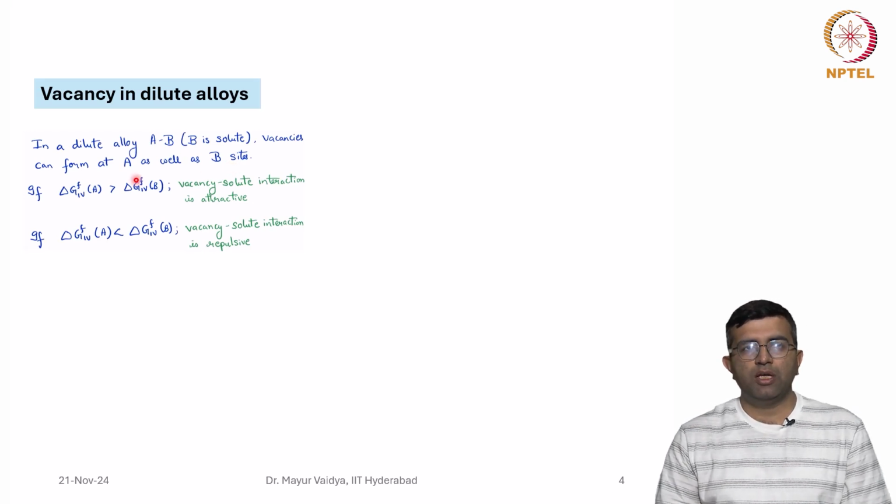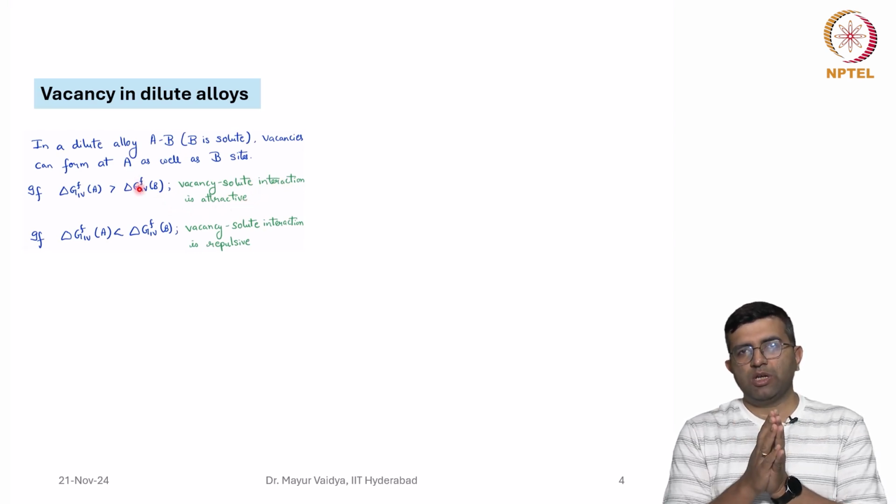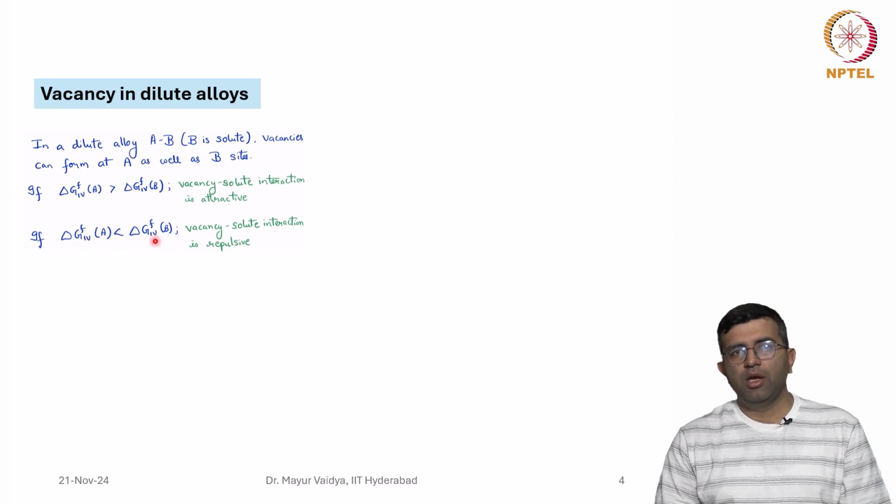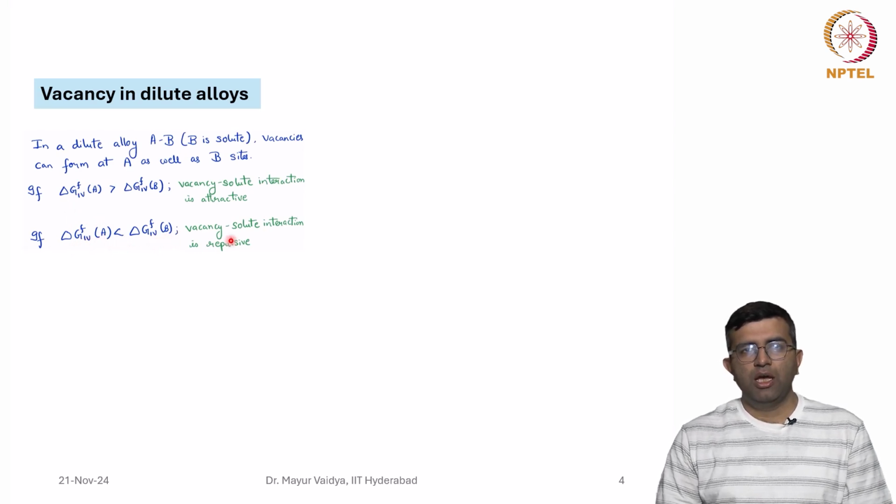Now, depending upon the relative free energy of formation, if delta G of mono vacancy for A is higher than the delta G for mono vacancy of B, then the vacancy solute interaction is attractive. That means the vacancy tries to be together with the solute. Whereas if the vacancy formation free energy for A is less than the vacancy formation free energy for B, then the vacancy solute interaction is repulsive.